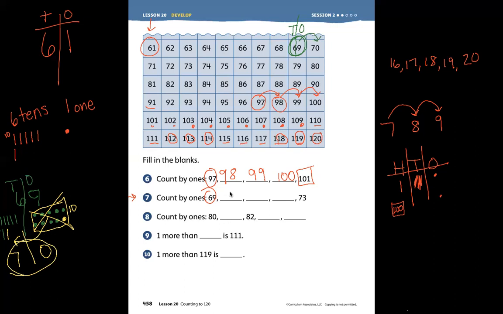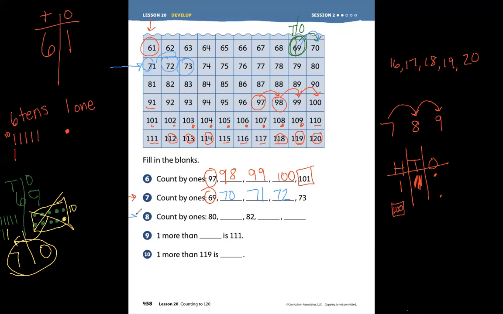69, 70. After I get to 70, I'm going to go down here to the next line that has 7 tens, right? Because we have 7 tens here, we're going to go to 7 tens down here. 71. Next, 72, 73. So 71, 72, 73.